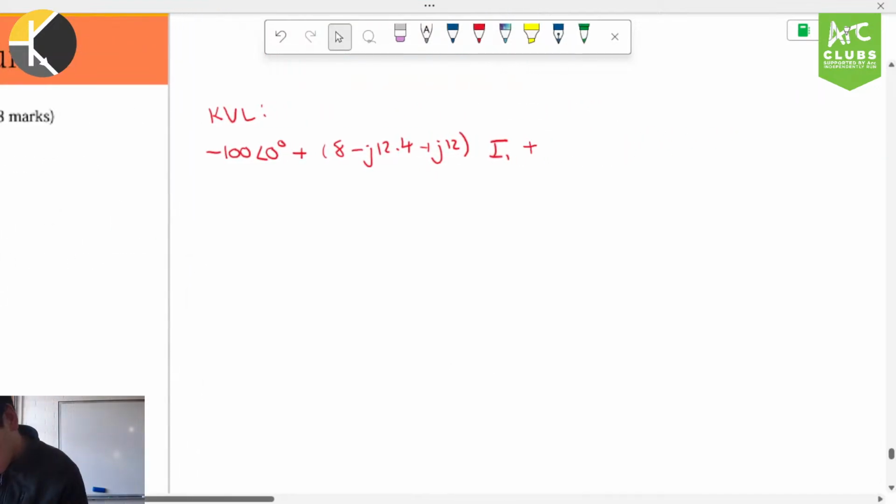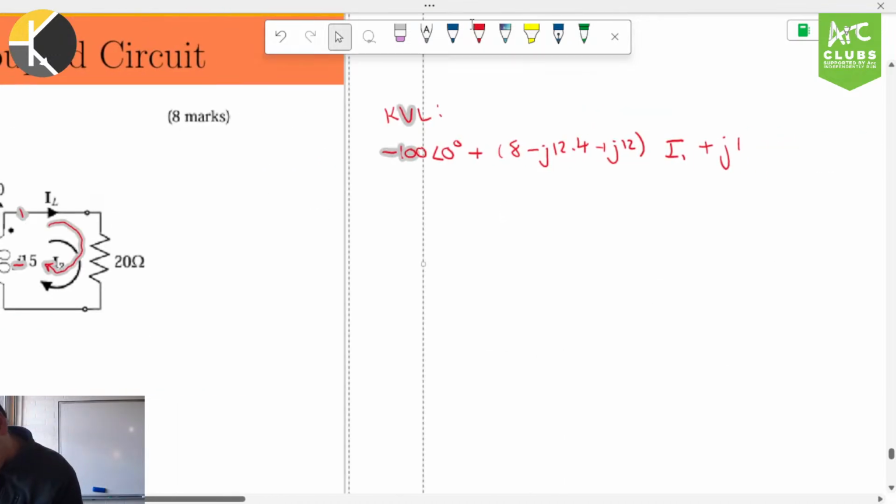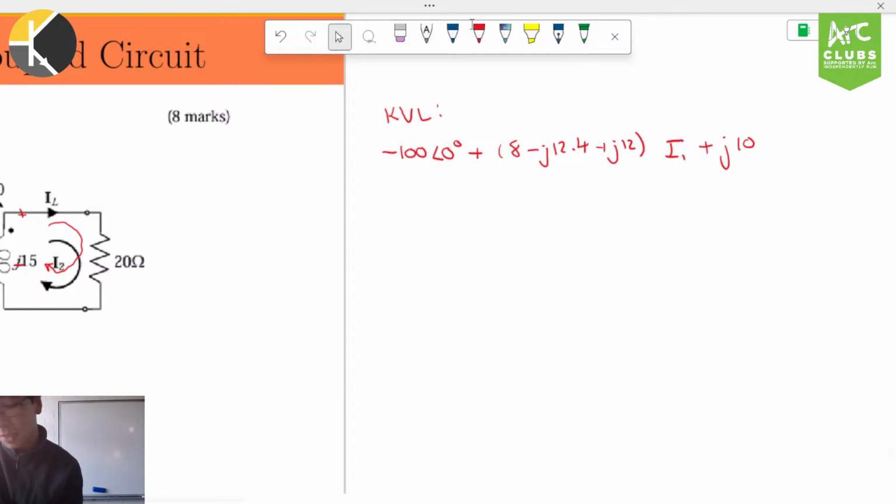So we're going to have a plus J10. And very importantly, this isn't going to be I1. This is going to be the current of the other source. So this is going to be the current of I2 equals 0. Cool.